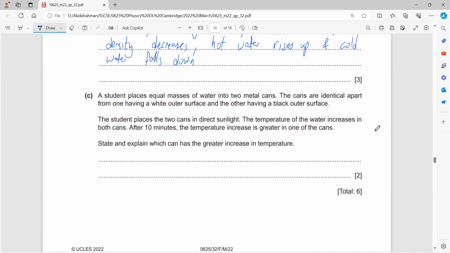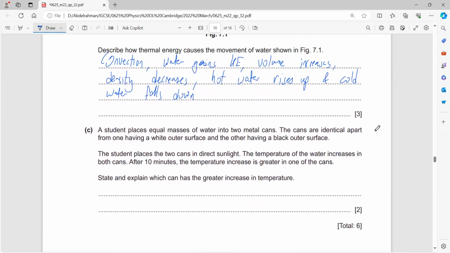Assume a student places equal masses of water into two metal cans. The cans are identical apart from one having a white outer surface and the other one having a black outer surface. The student places the two cans in direct sunlight. State and explain which can has the greater increase in temperature.